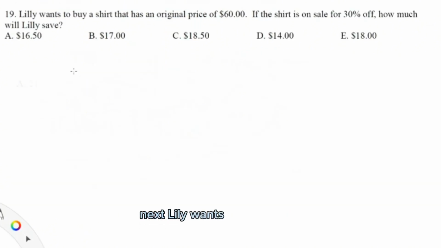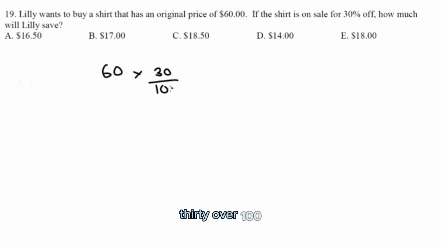Next, Lily wants to buy a shirt that has an original price of $60. If the shirt is on sale for 30% off, how much will Lily save? Alright, so we need to just find 30% of 60. So 30% of 60, we can really easily find that. And the way we do that is 60 times 30 over 100.